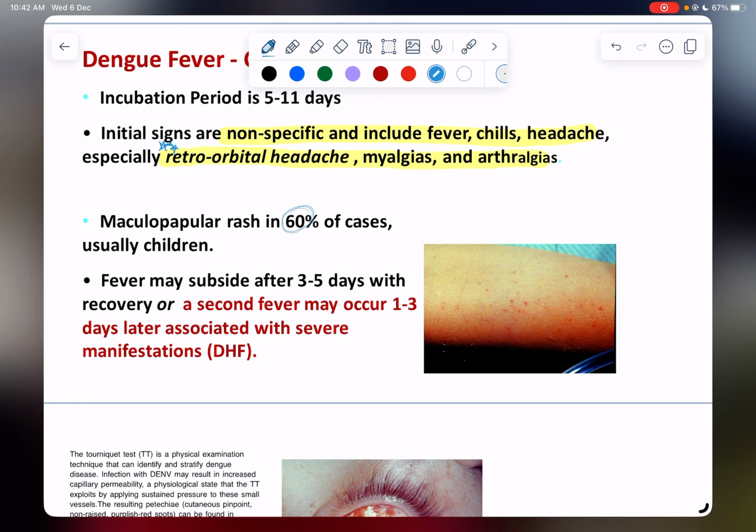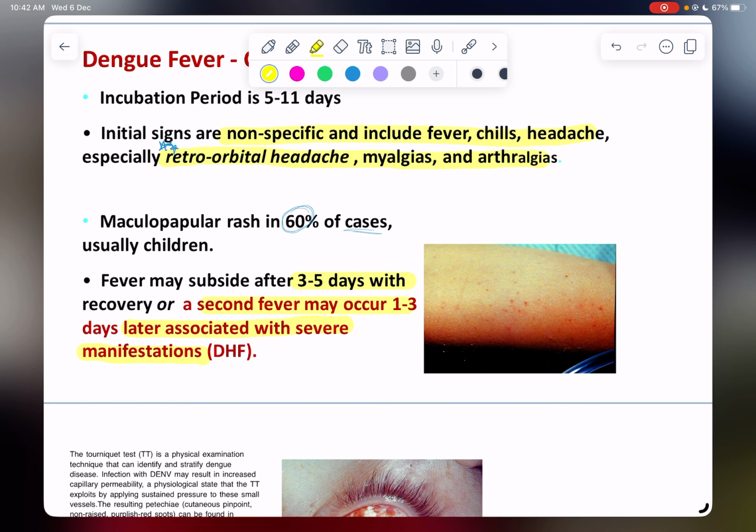In more than half the cases, there is a rash also. Maculopapular rash. And this rash contains the virus. Fever will last about 5 days, and then there is a recovery. Or very rarely, a second fever may occur after 3 days, associated with dengue hemorrhagic fever. But usually, in most of the cases, the fever passes in about 5 days, maybe a week.